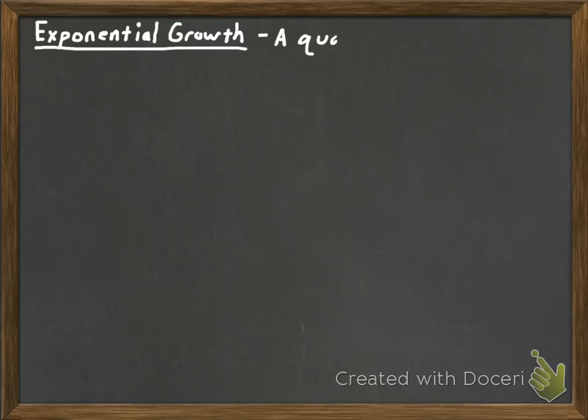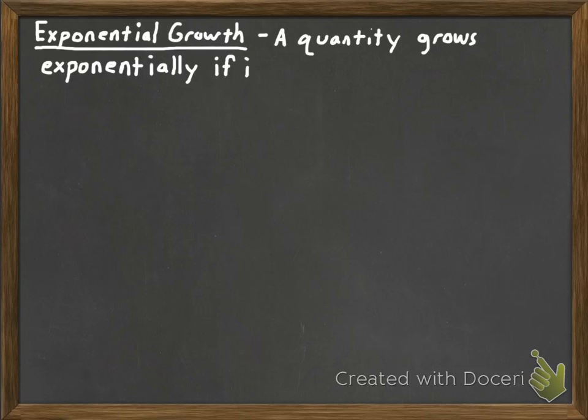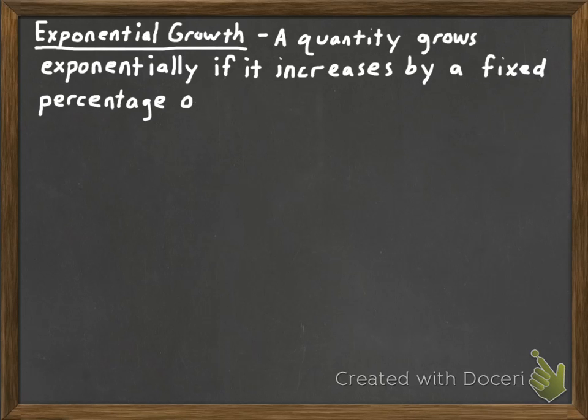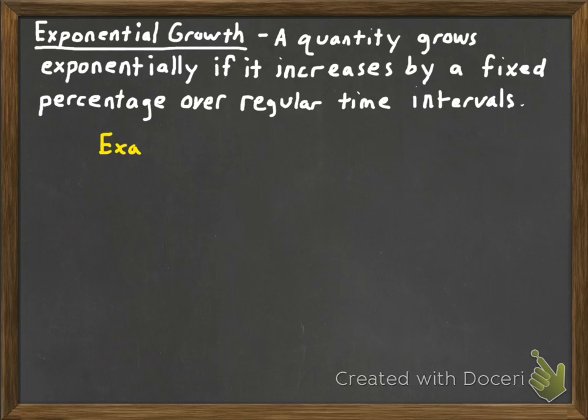The first thing we need to talk about is what exponential growth is. This is a definition I'm going to need you to write down. A quantity grows exponentially if it increases by a fixed percentage over regular time intervals.